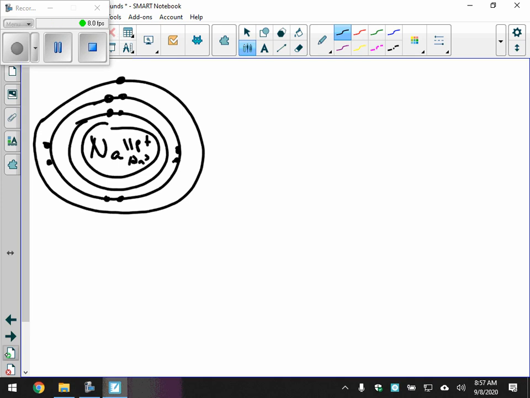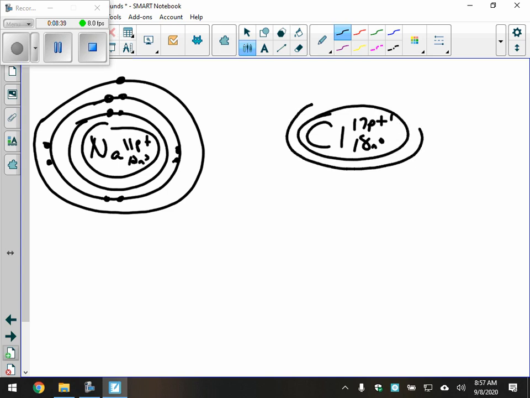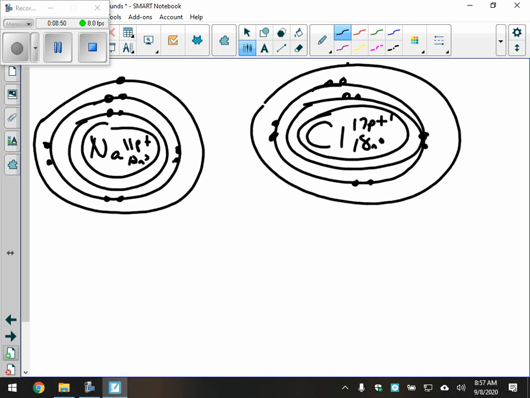11 protons, 11 electrons. Along comes a chlorine, for example, 17 protons, 18 neutrons. We have 1, 2, 3, 4, 5, 6. Remember them, they start to pair up, 7, 8, 9, 10. And this one here has 11, 12, 13, 14, 15, 16, and 17.